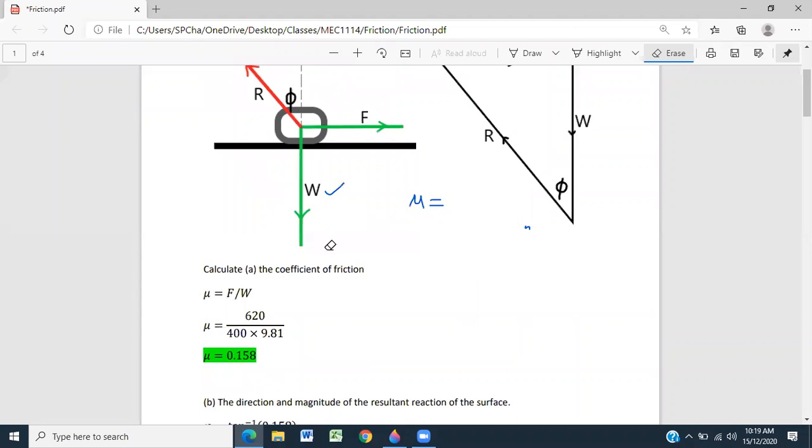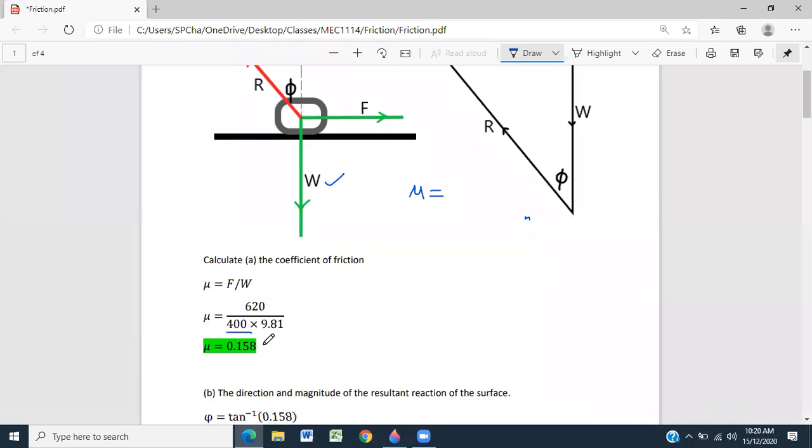So we calculate the coefficient of friction. Well, we know the horizontal force to overcome friction is 620 newtons. The object weighs 400 kilograms. Put it into our formula, put it into our calculator, we end up with the coefficient of friction, mu, being 0.158.